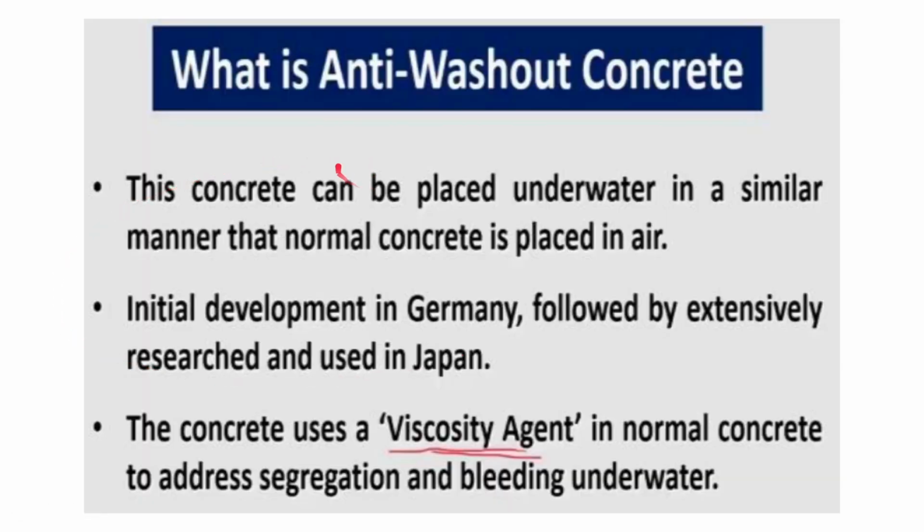Now let us see what anti-washout concrete is. Basically, this concrete can be placed underwater in a similar manner to how normal concrete is placed in air. It was initially developed in Germany, and then extensively researched and used in Japan. The concrete uses a viscosity agent, which is used in normal concrete to address the segregation and bleeding issues associated with underwater placement. The viscosity agent is the main criterion that distinguishes anti-washout concrete from normal concrete.